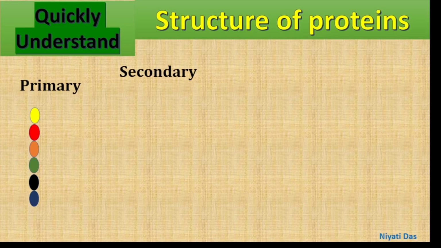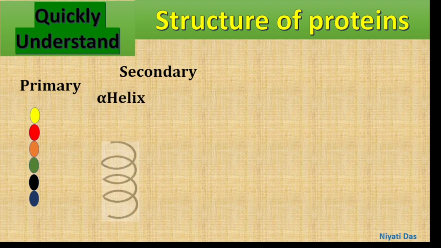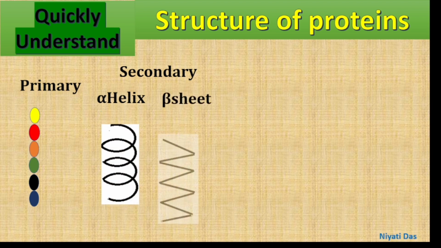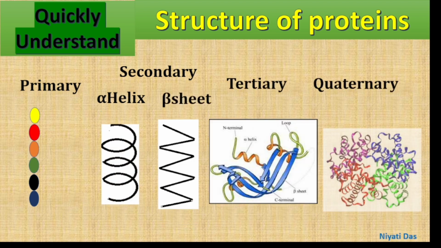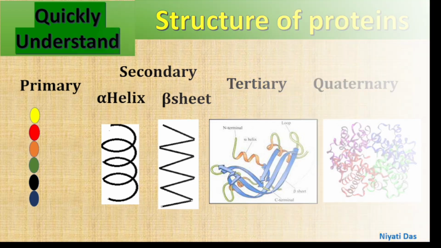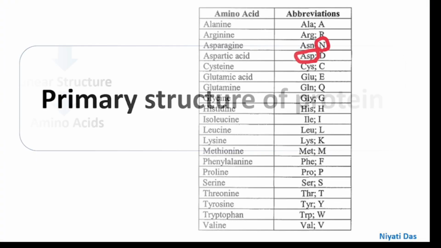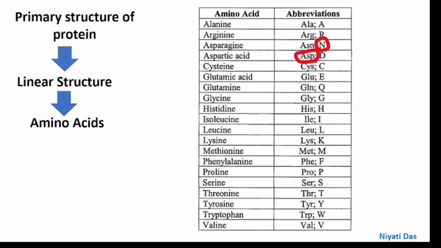Let's talk about the structure of protein. So, proteins have primary, secondary, tertiary and quaternary structure. Let's talk about each of them. Primary structure of protein. The primary structure of protein is a linear sequence of amino acids.